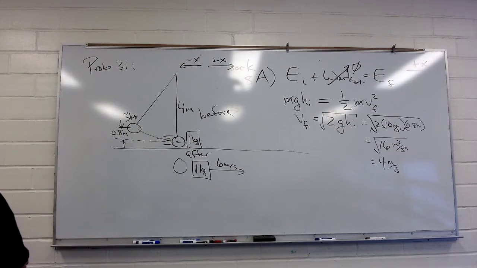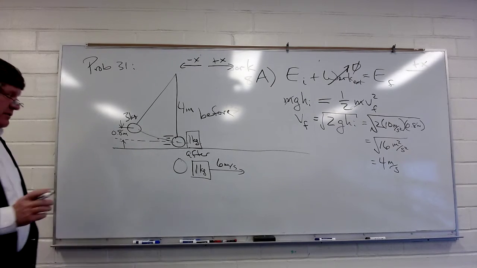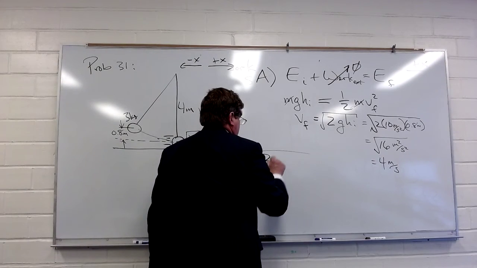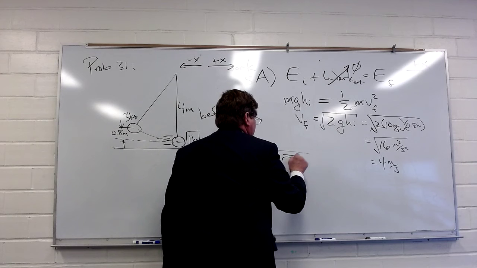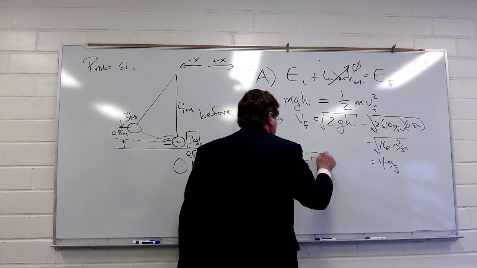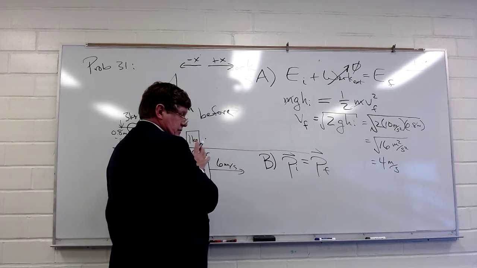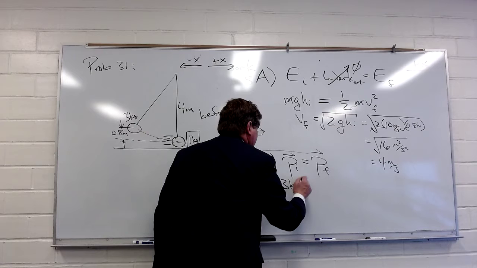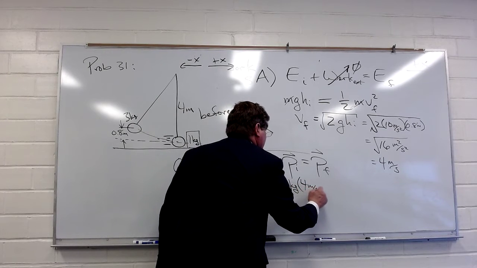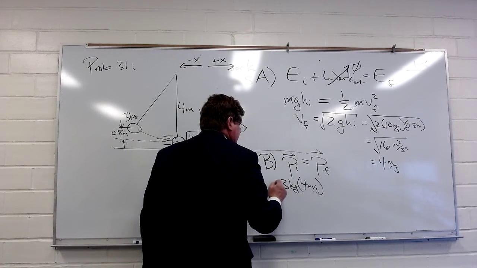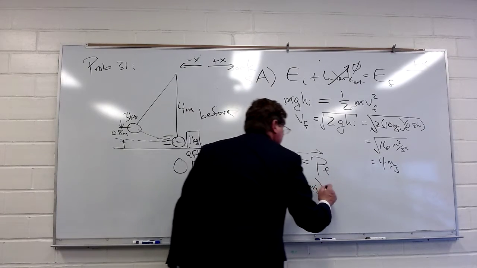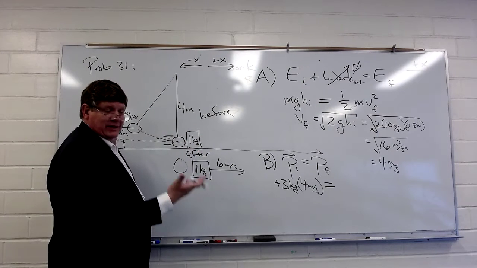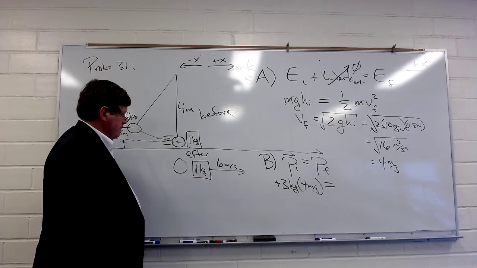Now, we're asked the speed of the ball immediately after the collision. Well, now it's a collision problem, so I start here. Right before the collision, the only thing moving is the ball, and it's got a mass of 3 kilograms and a speed of 4 meters per second. And it's going to the right, so that's positive momentum. I could also put 1 kilogram for the block times 0 velocity, but that's just wasting ink.